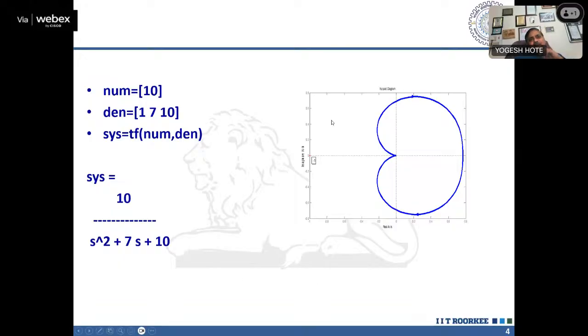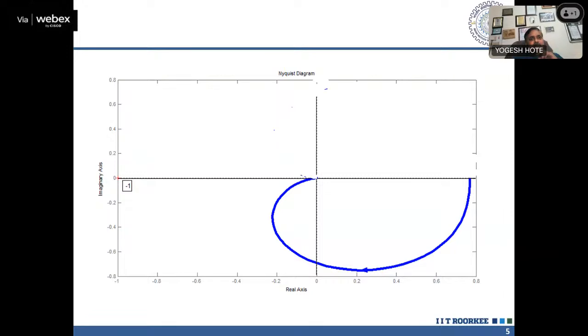Here is one model which I am showing: numerator 10, denominator s square plus 7s plus 10, and this is the plant, plotted by MATLAB. This is the transfer function model, and you can see this is a Nyquist plot, and if you take a half portion, we call it a polar plot. Just looking at this, you can say that the system is stable. Then, as I said, we join the half portion that indicates a polar plot. So you can see this is a polar plot.